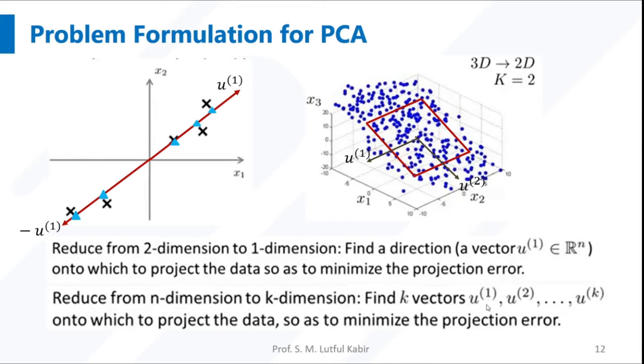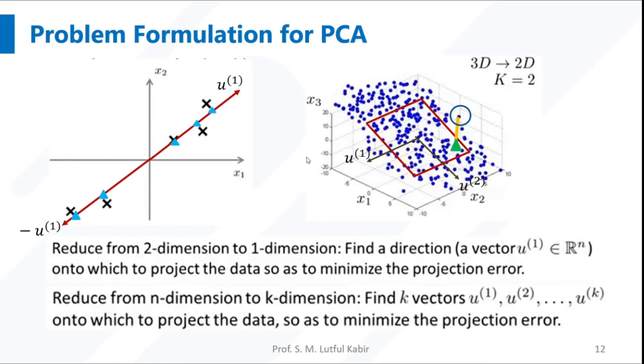Similarly, for k equal to small k, you cannot visualize the projection like this one, but the principle is the same. So if you want to convert an n-dimensional vector into a k-dimensional vector, what you have to do is find out k number of vectors like this one. We have found the two vectors u1 and u2. So this is the problem formulation for PCA.